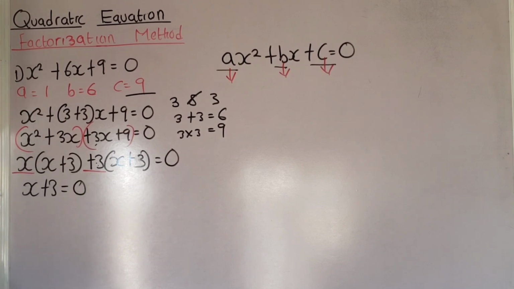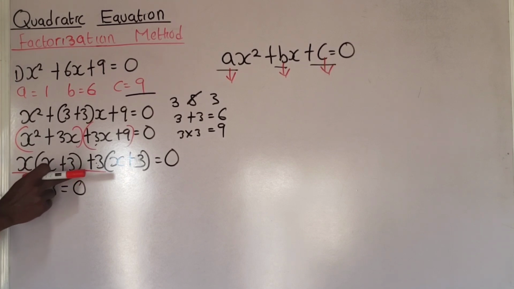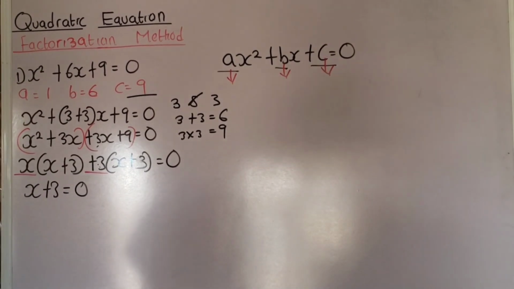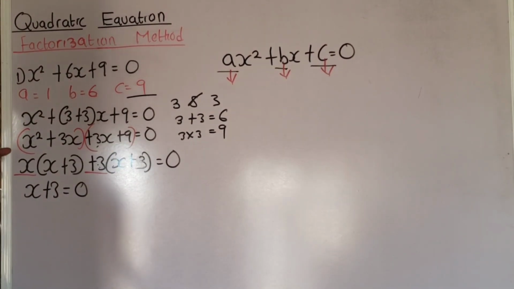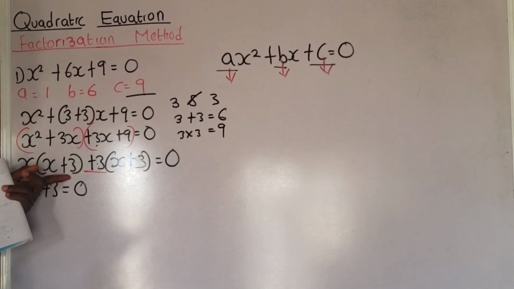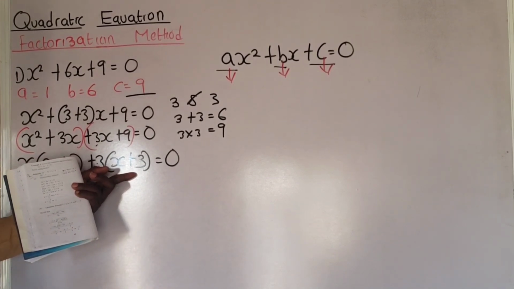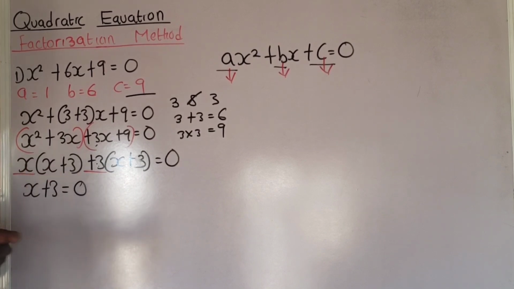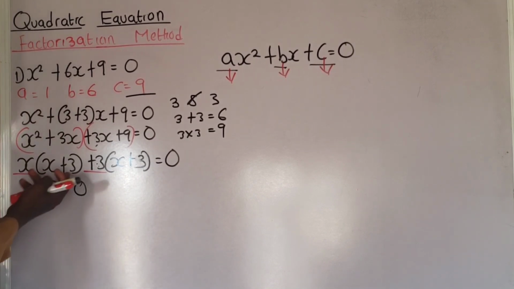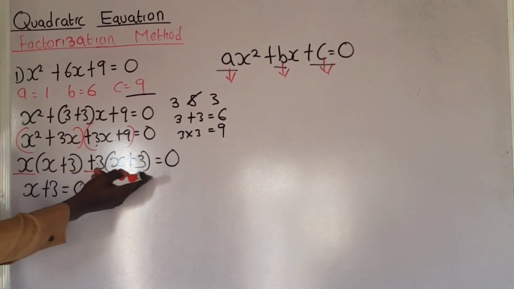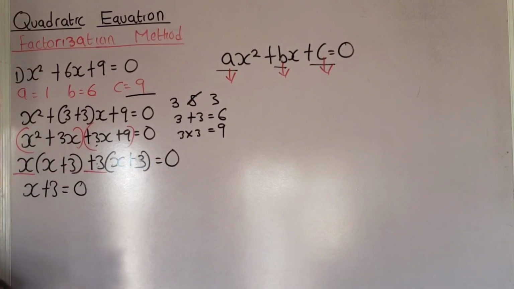So how do I know that I made a mistake? I look at the contents in this bracket, the values that I have in this bracket, and I see that it is not the same as this one. When you are dealing with a quadratic equation of this type, when you factorize, the value that you have in the first bracket must be the same as the value in the second bracket. That is how I realized that I made a mistake. So if by the time you factorize, you realize that the value you have here is not the same as this, then something might be wrong.